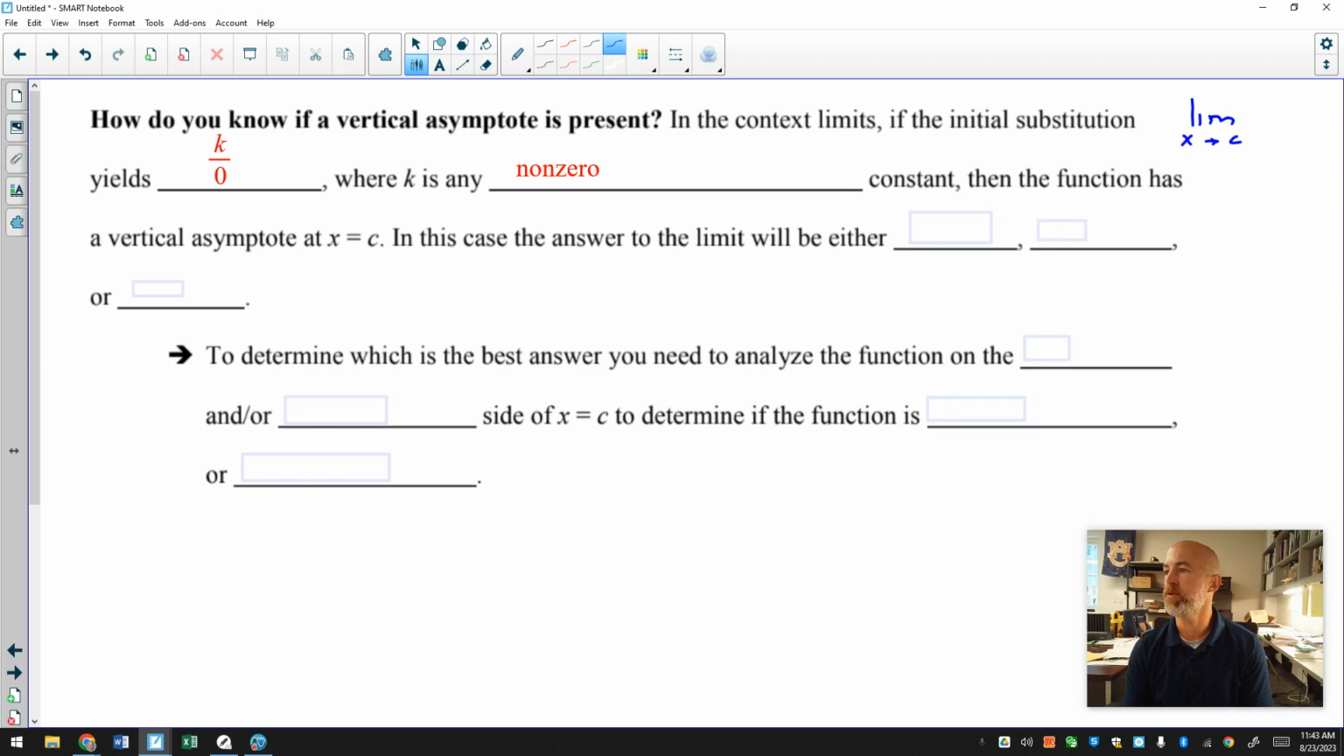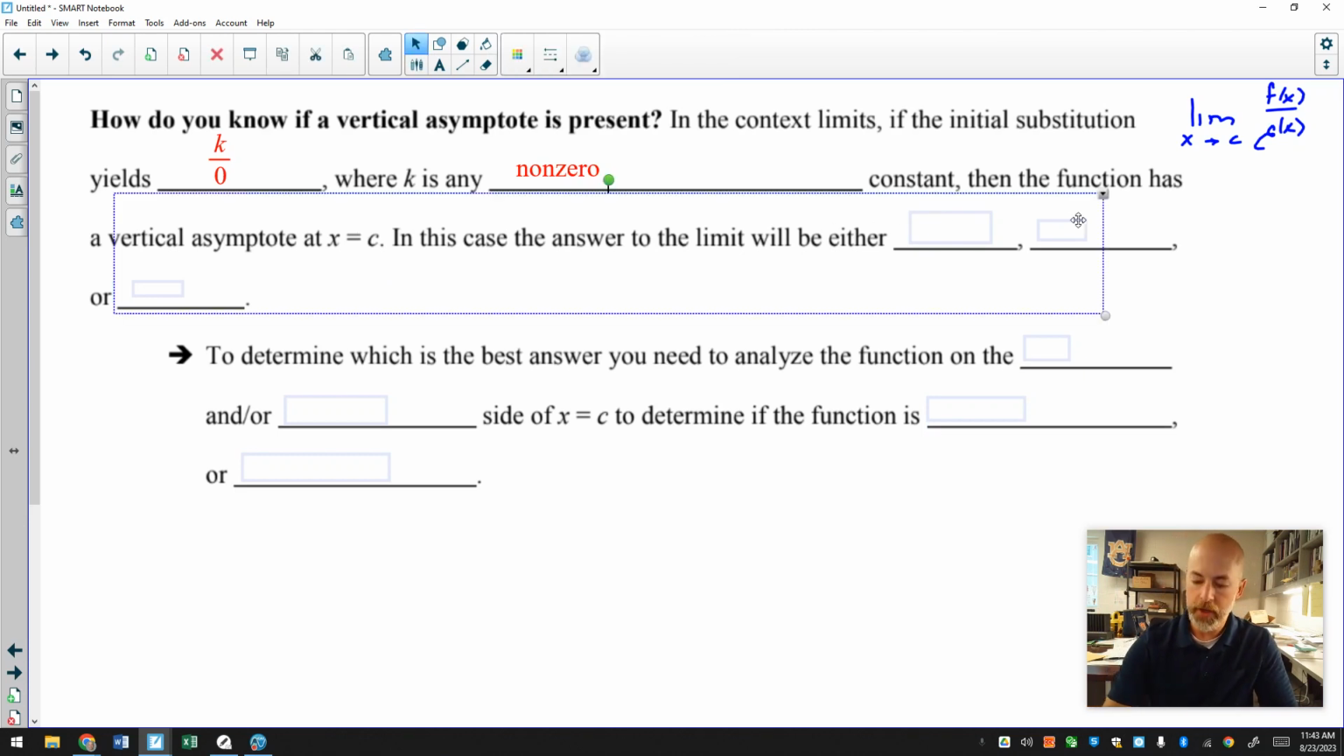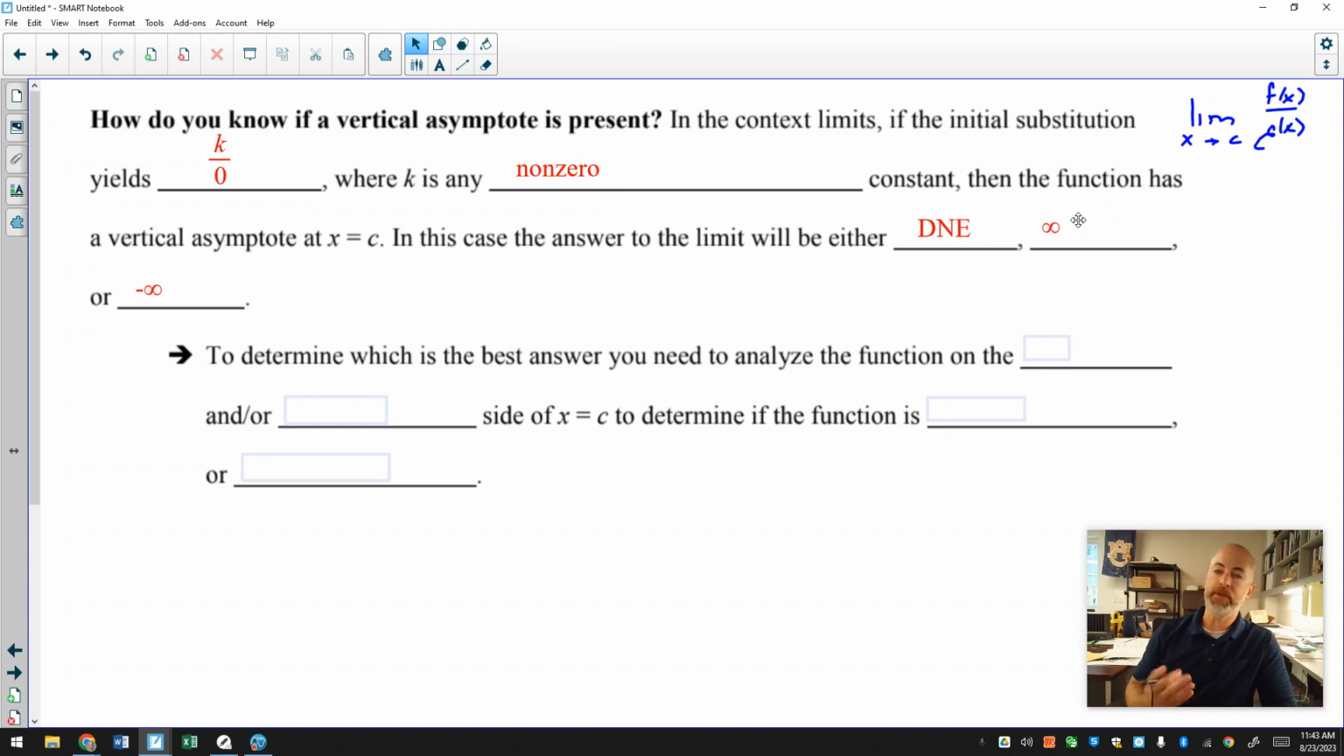So if the limit as x approaches c, and you are dividing two functions, f of x over g of x, if the initial substitution yields a non-zero number divided by 0, then we do have a vertical asymptote at c. And in these cases, if there's a vertical asymptote, your answer is either non-existent, D and E, or it could be infinity or negative infinity. The only time you would answer with D and E is, at least in my class, if you're looking at both sides of an asymptote, and one side is going up and one side is going down.